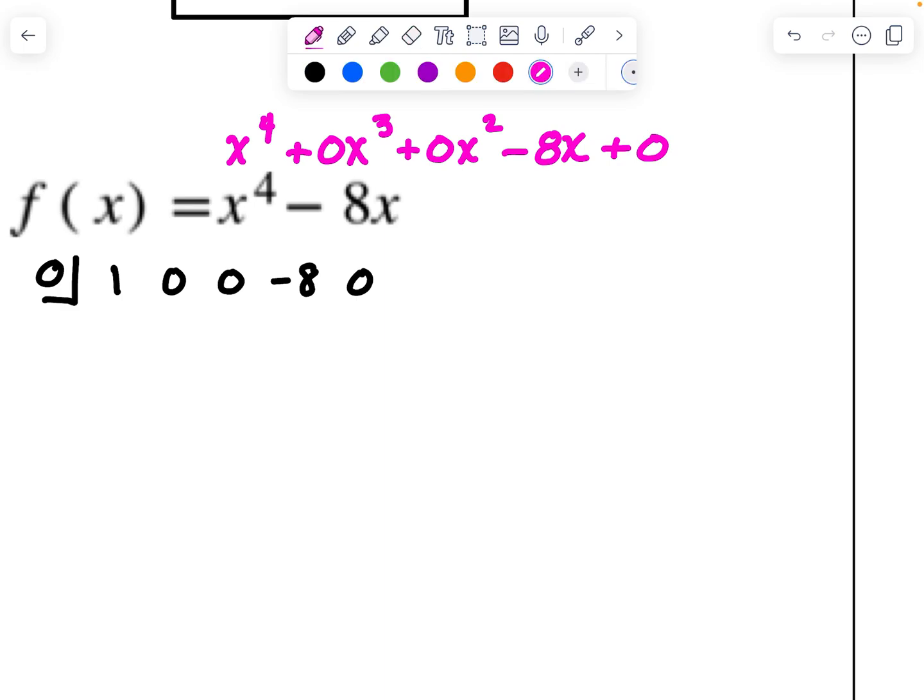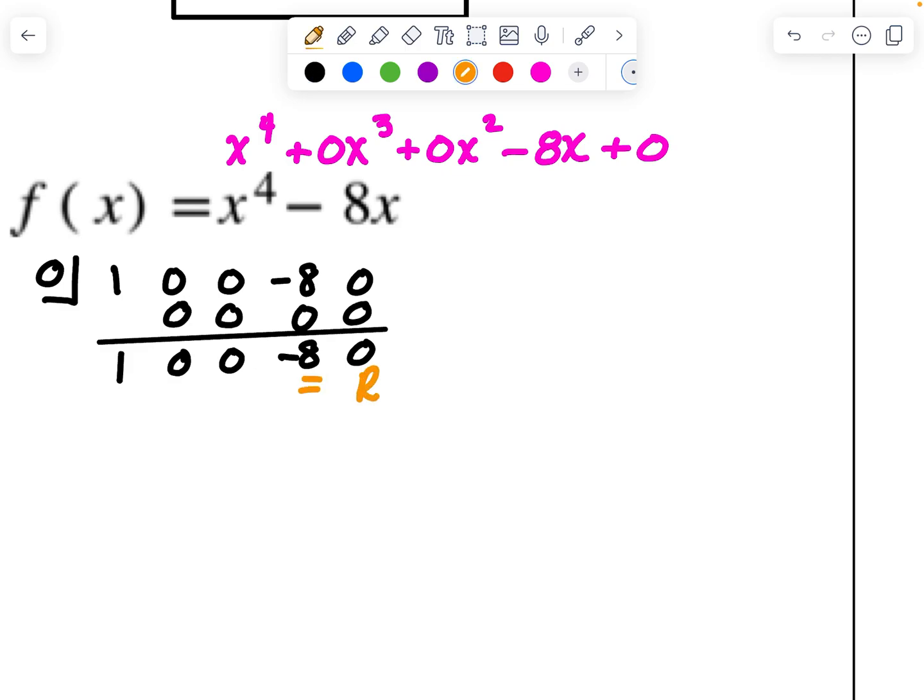So now let's get back to this. Pull the first number down. 0 times 1 is 0. 0 plus 0 is 0. 0 times 0 is 0. 0 plus 0 is 0. 0 times 0 is 0. Negative 8 and 0 are negative 8. And negative 8 times 0 is 0. Just as a reminder, this is your remainder. This is your number, this is your x to the power 1, this is your x to the power 2, and this is your x to the power 3. The power 3 is 1 less than the power 4. So what we now have is an equation that is x to the power 3.